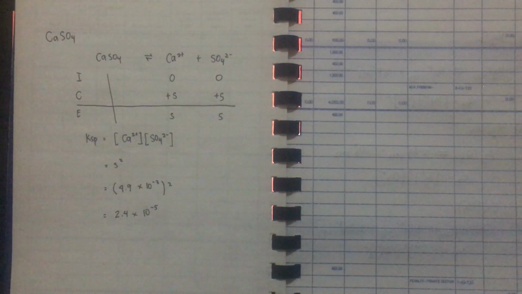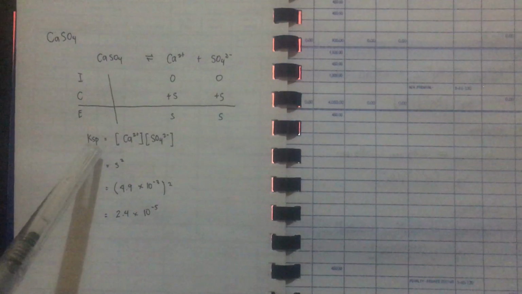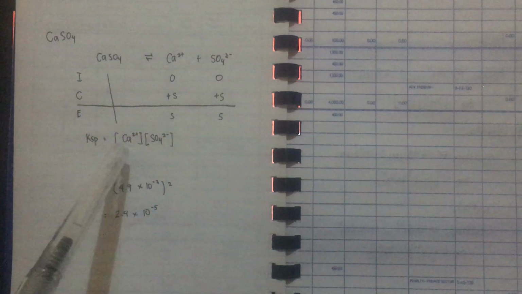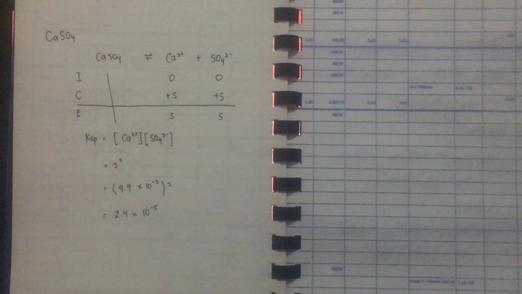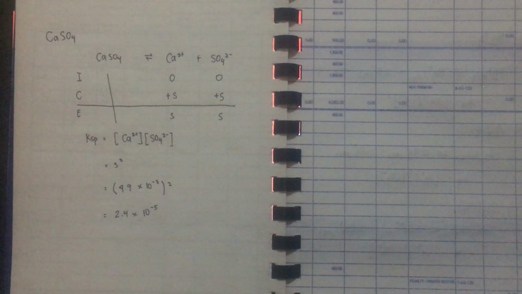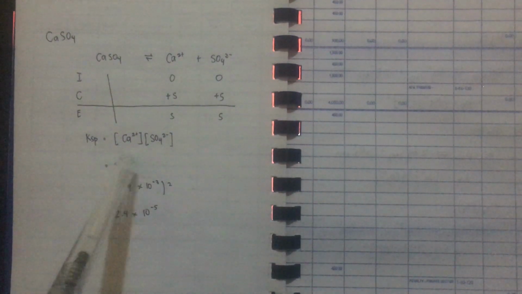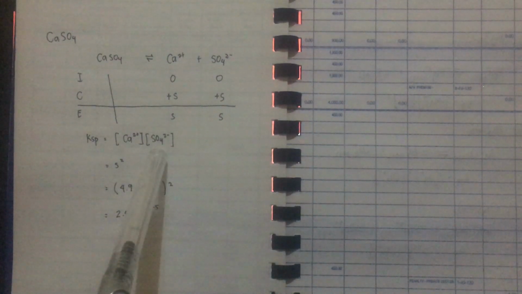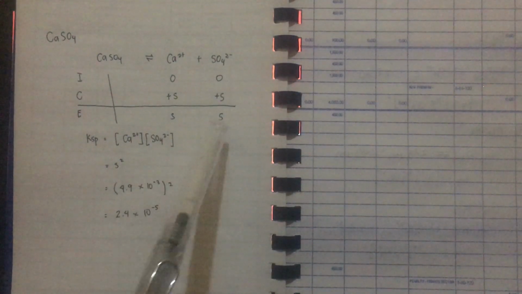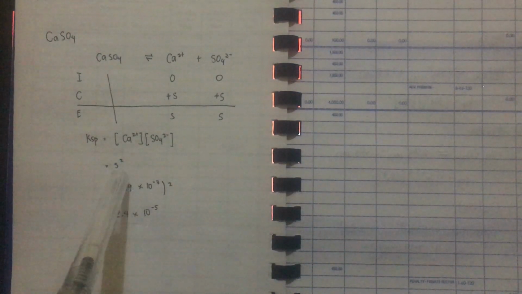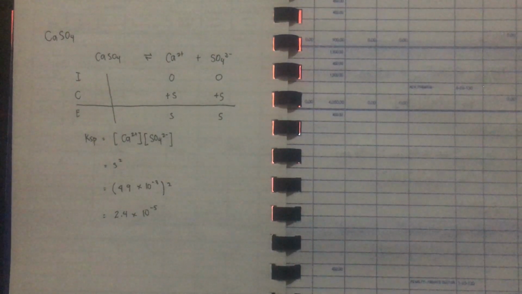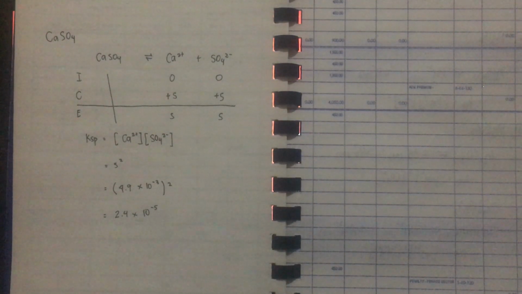Okay. So getting the KSP expression for the dissolution of calcium sulfate, we have the concentration of calcium ions times the concentration of sulfate ions. The concentration of calcium ions is S. The concentration of sulfate ion in equilibrium as well is S. So that means KSP is equal to S squared. This S corresponds to the molar solubility of the calcium sulfate.